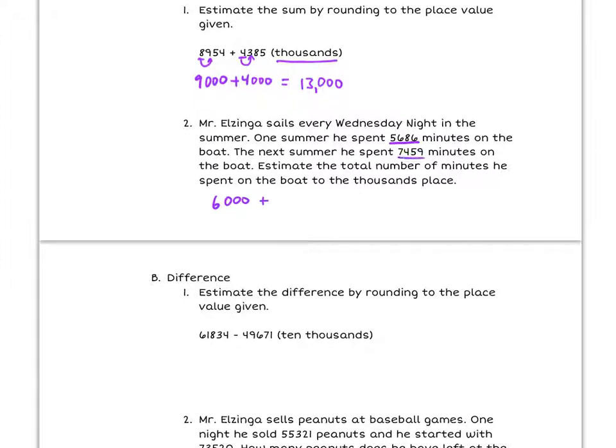Our next number, 7,459. Round it to 7,000. So 6,000 plus 7,000 is 13,000. And we forgot one thing. What do we need to put at the end? Minutes, because our units need to be there. Yeah, I put min. Min is fine, an abbreviation is fine. Minutes.